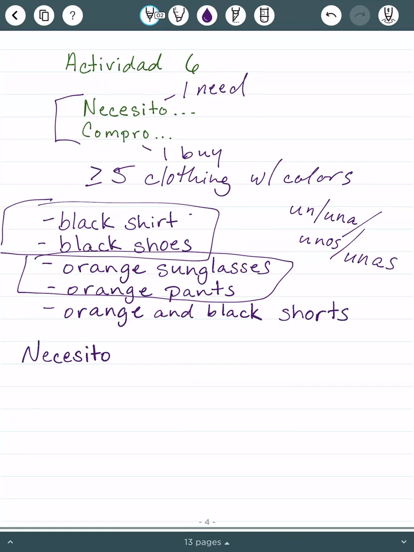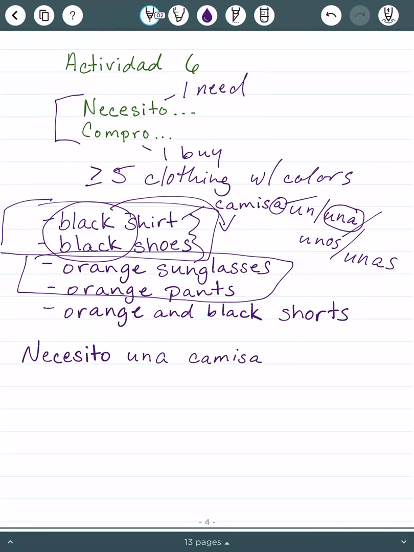So if we put black shirt and shoes together, so I want a black shirt and shoes. Keep in mind the word order. Your color is going to go after your noun. Now, I don't want to say, I need black shirt. That sounds like a caveman. I need a black shirt. So the word for shirt is camisa. I'm going to put my color afterwards. And I want to say a shirt. So camisa is feminine. I'm going to go with una. So necesito una camisa.